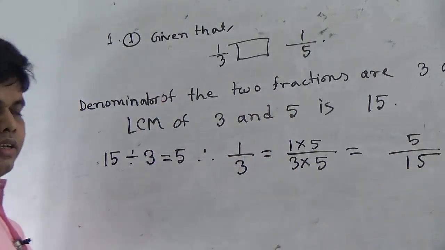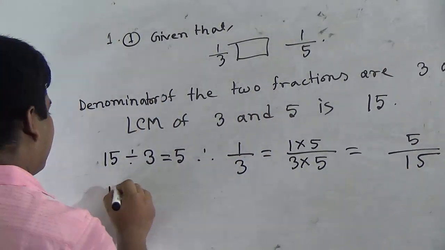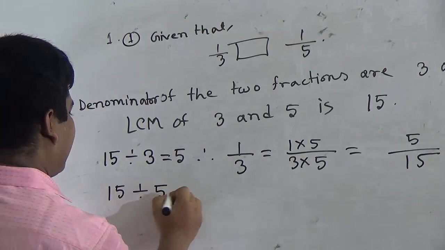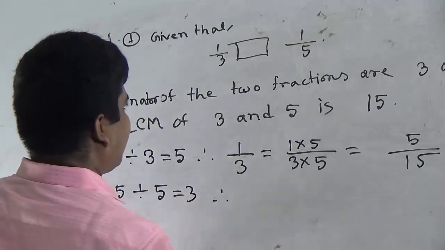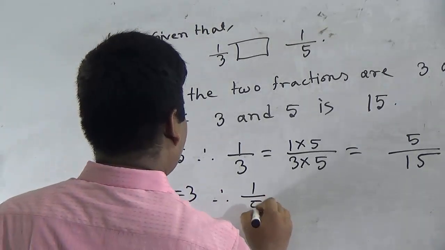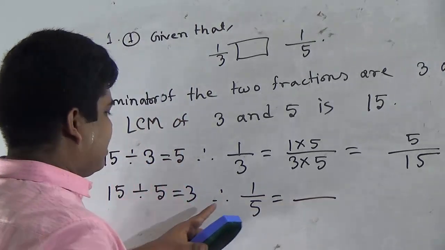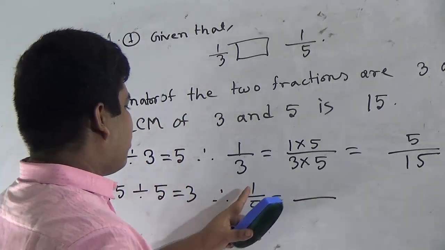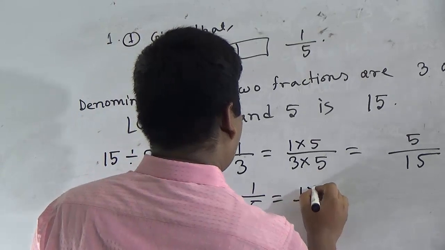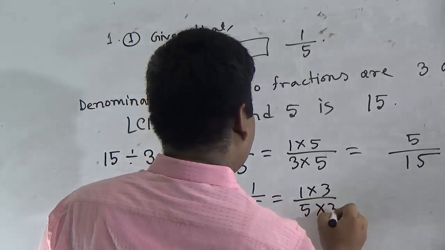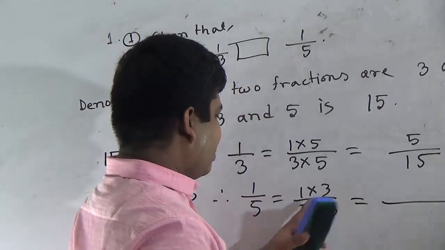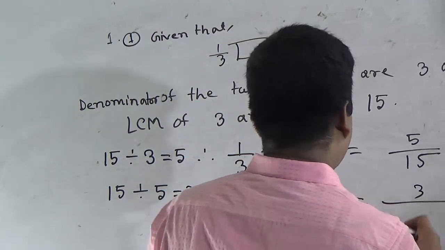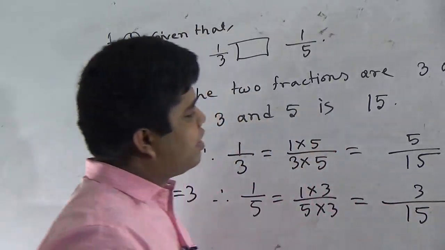So the first one is done, and our next one, 15 divided by 5. If we divide, then we get 3. After that we get 1 by 5. After that we multiply this 1 and 5 with 3. That means 1 multiply 3, 5 multiply 3. Okay. So 3 1s are 3, 5 3s are 15.